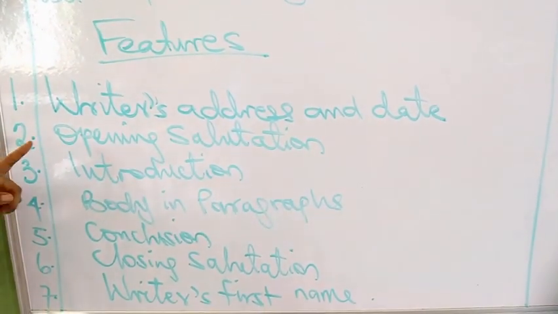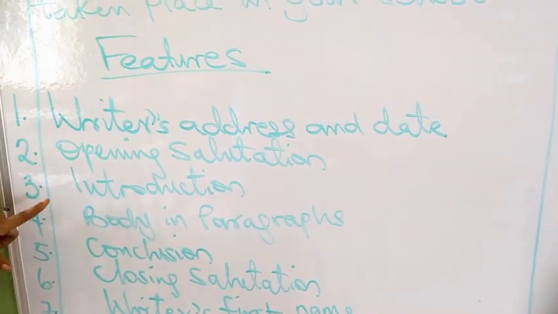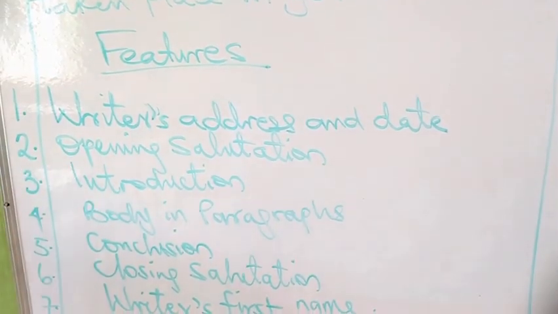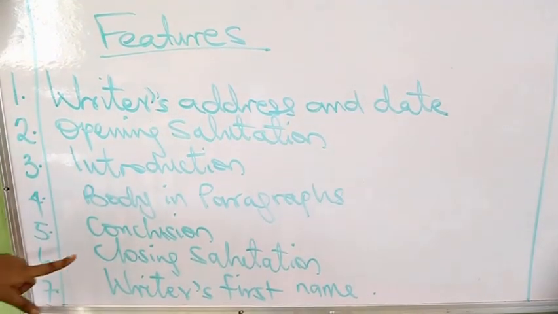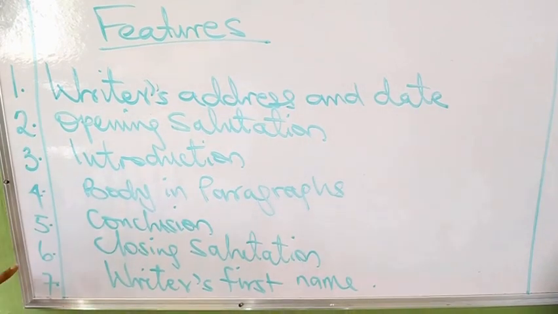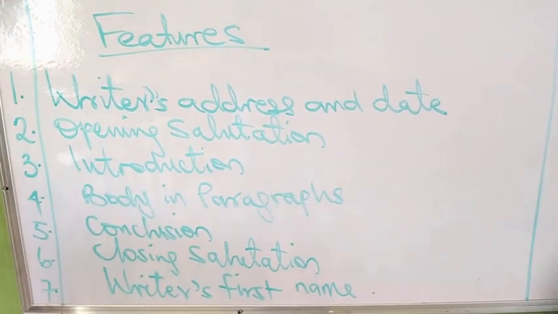And the next step is the opening salutation. After the opening salutation, we have what we call the introduction. The first step is the body in paragraphs. The fifth step is the conclusion. The sixth step is the closing salutation. And the seventh step is the writer's first name.